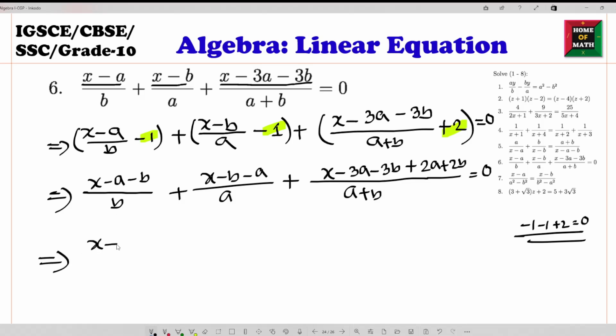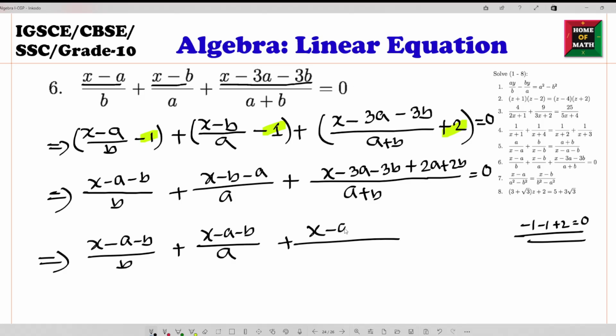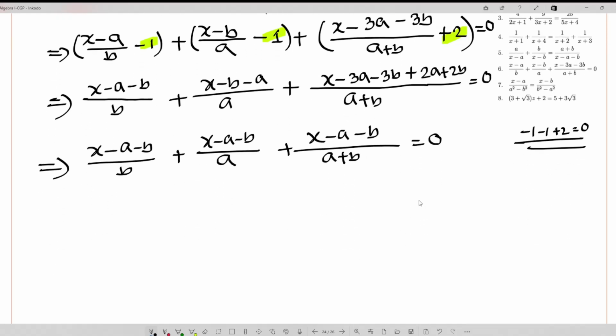So here is (x minus a minus b) divided by b plus, we can synchronize this one, (x minus a minus b) divided by a plus, look, here is minus 3a plus 2a. So here is x minus 3a plus 2a, it will be minus a, minus 3b plus 2b, it will be minus b, divided by a plus b equals 0, right?